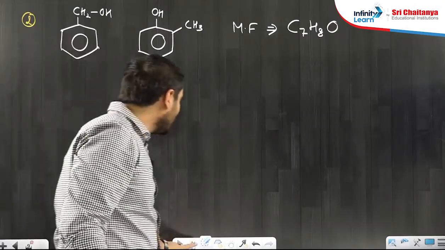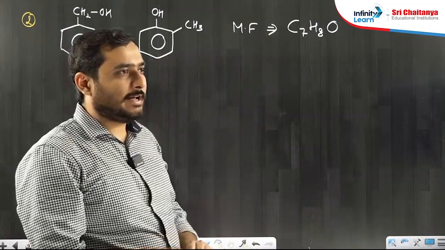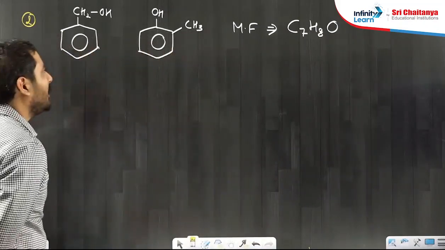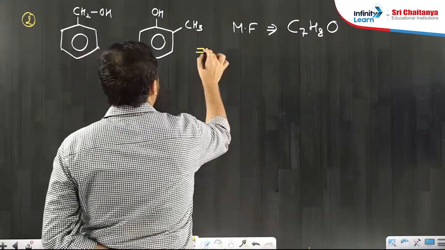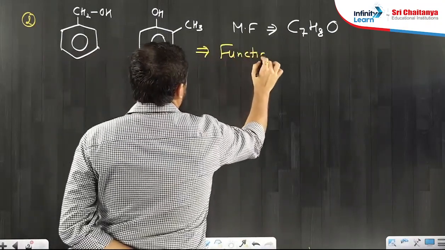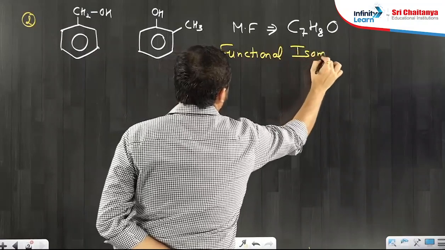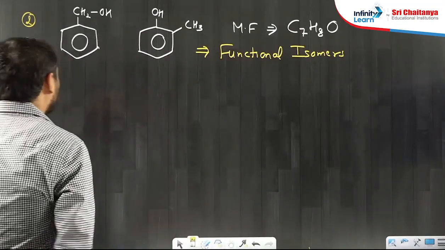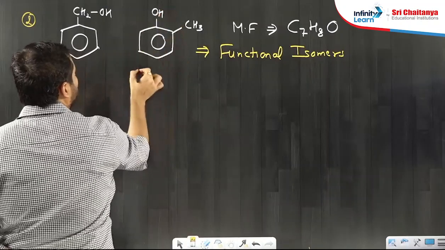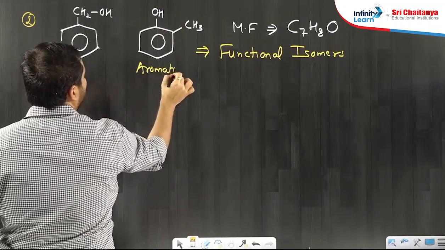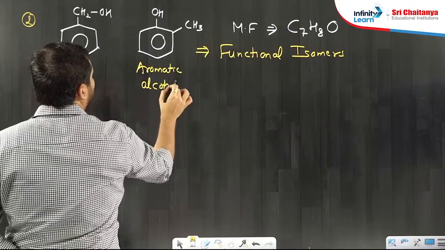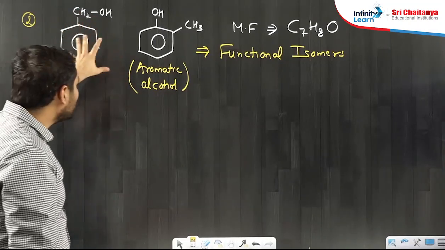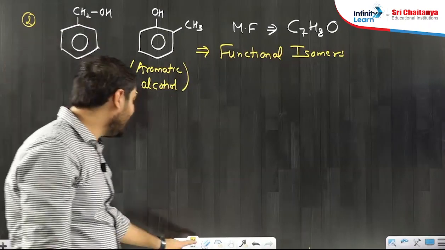Now which type of isomers do you think these are? Chain, position or functional? We have studied 3 types of isomerism. This is very important: these are functional isomers of each other. Why are they considered functional isomers? Because this one has benzene directly attached with OH, so it is an aromatic alcohol. But this one is not an aromatic alcohol, as OH is not directly attached with benzene. So they will show different chemical properties.